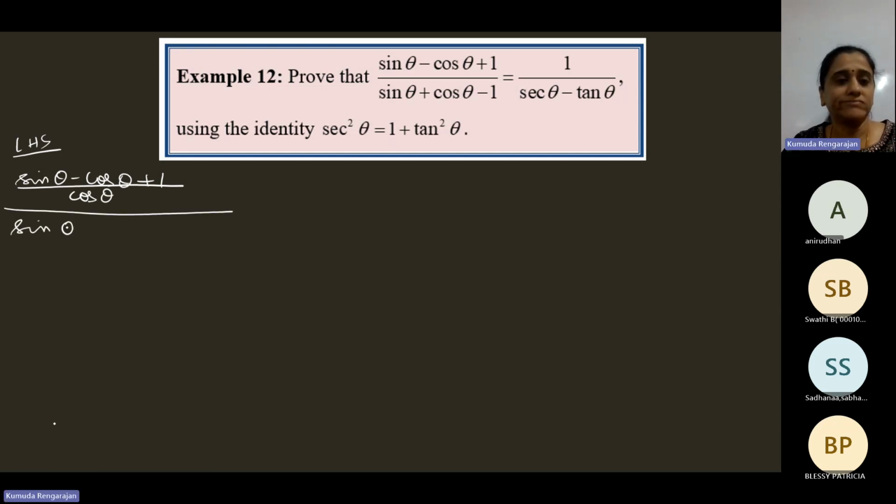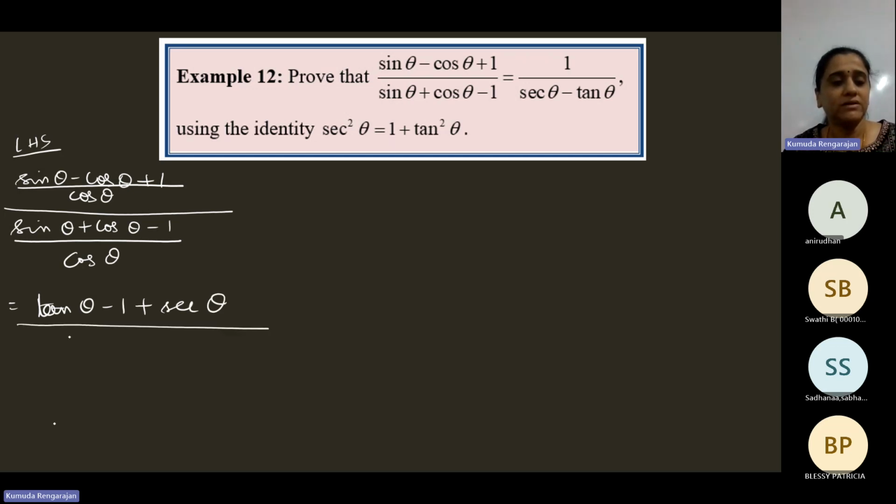We're dividing by cos theta. What do you get? 1 minus, tan theta minus 1 plus secant theta divided by... Sin by cos is tan theta plus 1 minus secant theta.